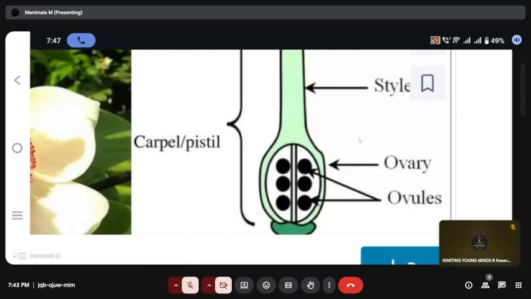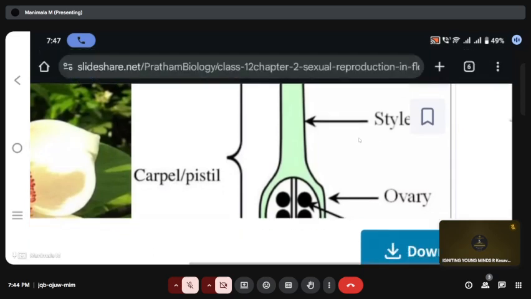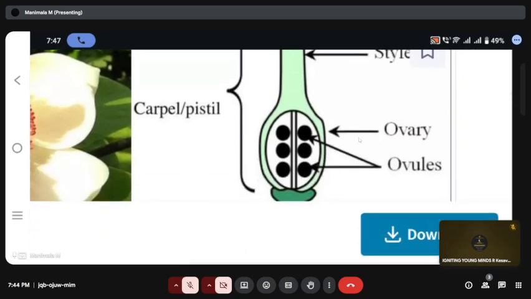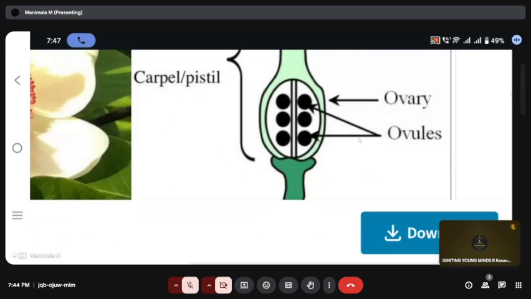And the next one is the ovary. Inside the ovary we have ovules. The ovary is the swollen basal part, and inside it we have ovules. After fertilization, the ovary becomes a fruit. So the fruit is a modification of the ovary only. This is what you need to know.